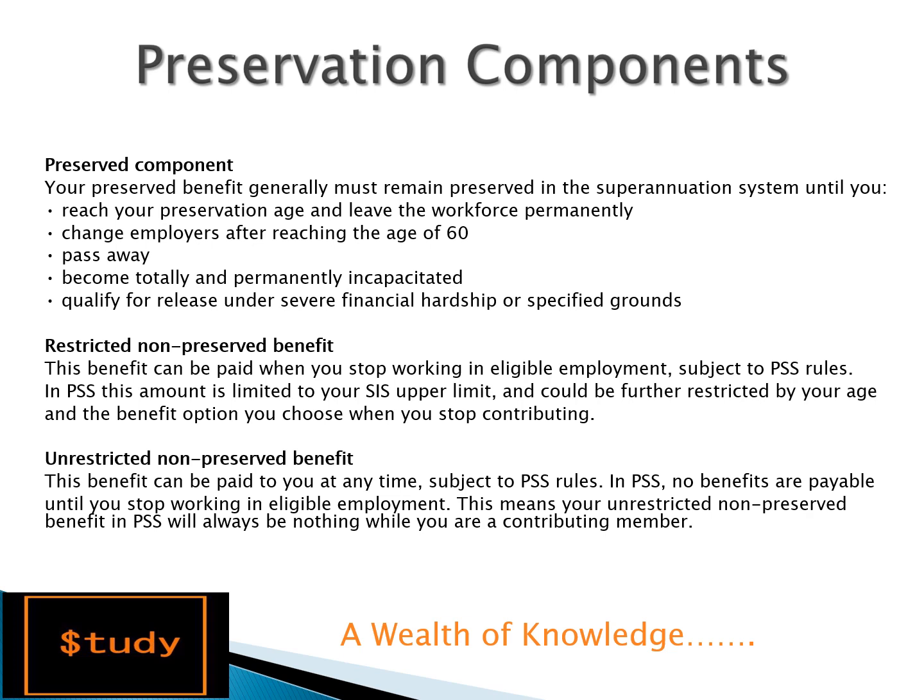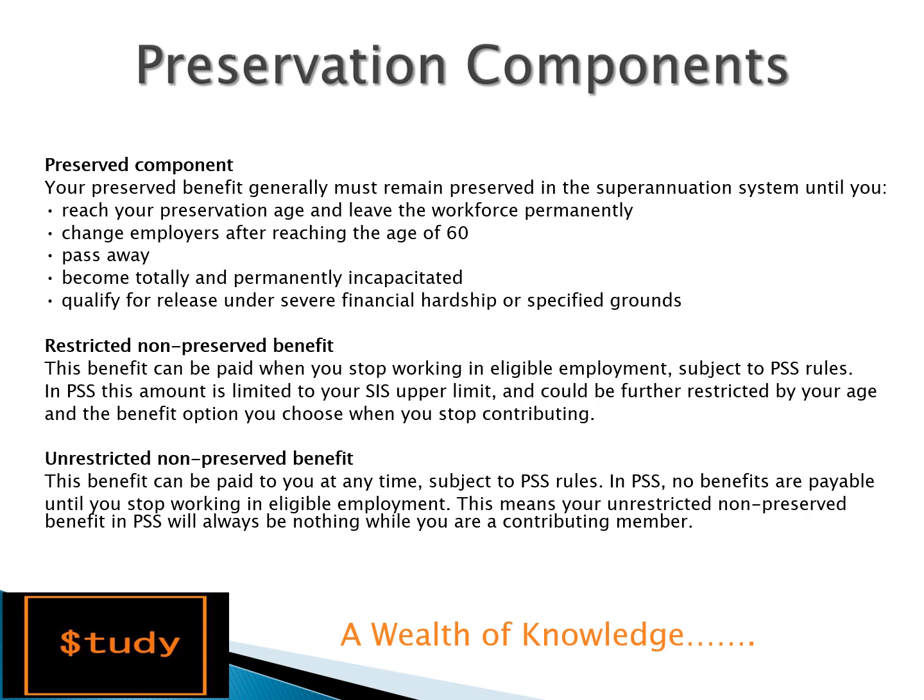Preserved component, that's the basic one, which means that any money you've put into super effectively is now preserved until something happens. You've hit a trigger event, a condition of release. Something is allowing you to take the money out of super. And these are all the conditions that we talked about when we had episodes on either resigning or on your retirement. So we're basically looking at reaching your preservation age and leaving the workforce permanently, changing employers after reaching the age of 60, obviously passing away, not a nice way to get your money, becoming totally and permanently incapacitated, also not a nice way to get it, nor is the last one, qualifying for a release under severe financial hardship or specified grounds. They're all conditions of release. And so up to that point, pretty typical. That's how we normally look at the bulk of your super.